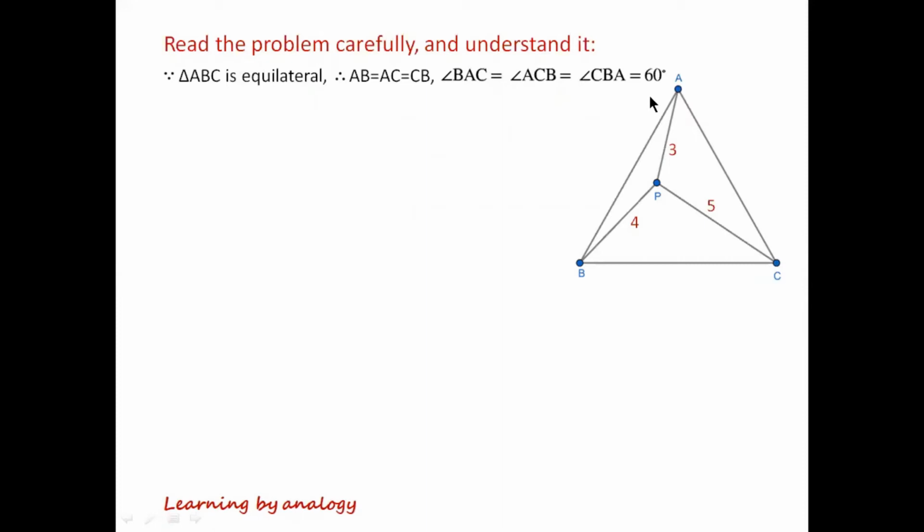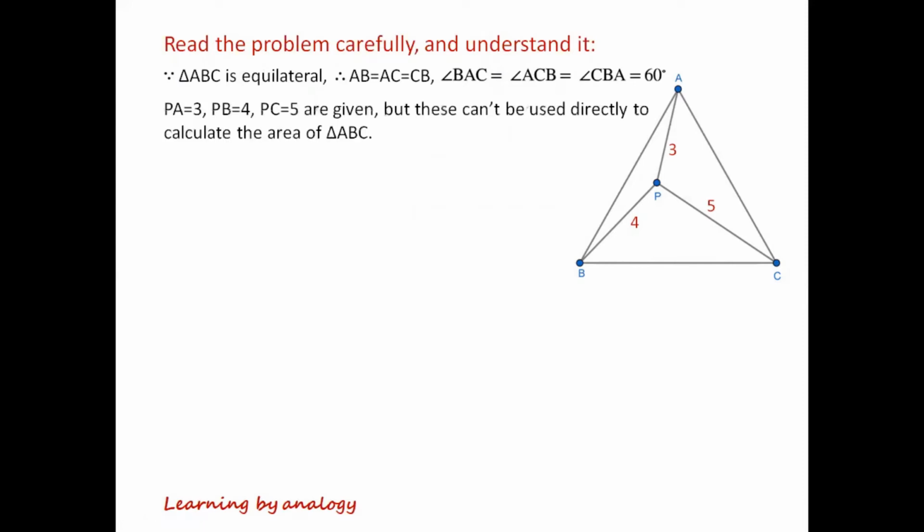Because triangle ABC is equilateral, AB equals AC equals CB. Angle BAC equals angle ACB equals angle CBA equals 60 degrees. PA equals 3, PB equals 4, PC equals 5 are given, but these can't be used directly to calculate the area of triangle ABC.